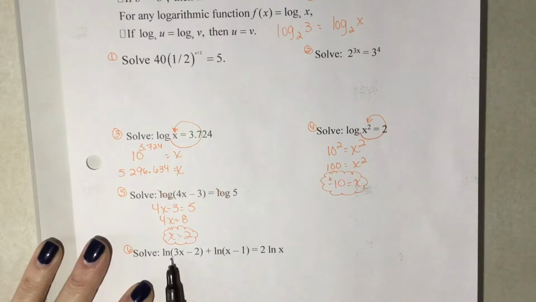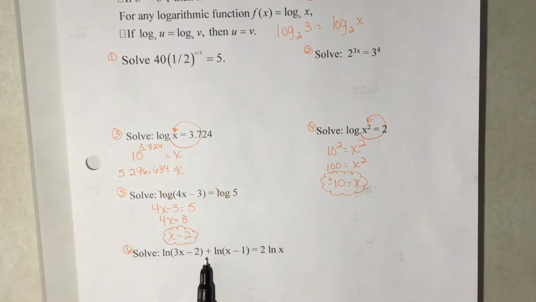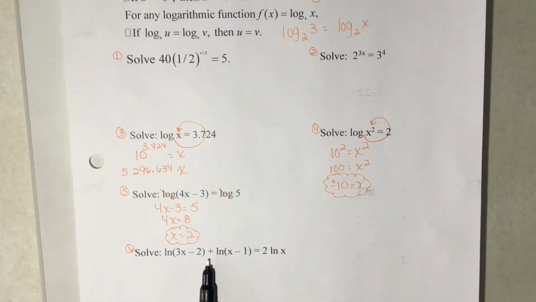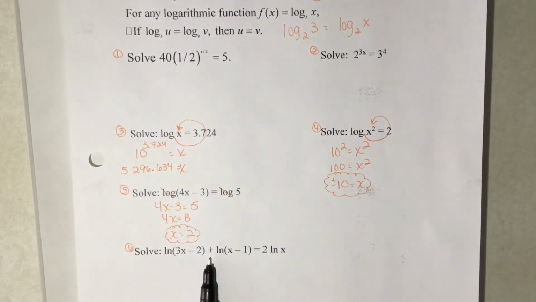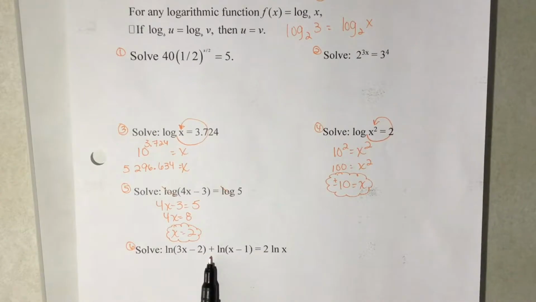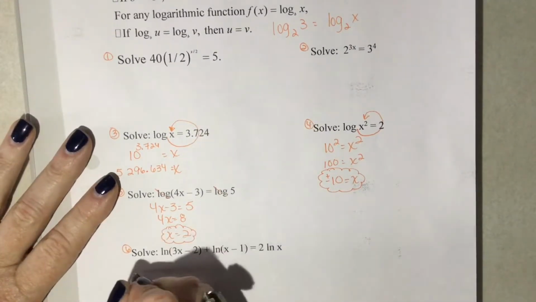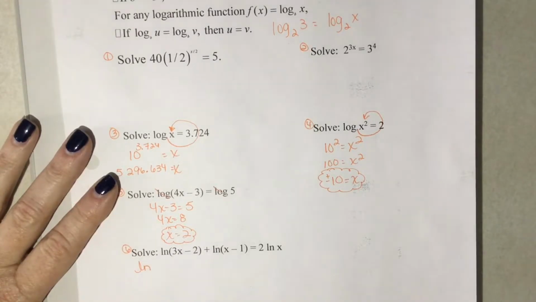If 2 logs are being added together, and so this is yesterday. This is the practice sheet that we had yesterday. I want to simplify this. I want to condense this down to 1 natural log. How do I rewrite this? Natural log.